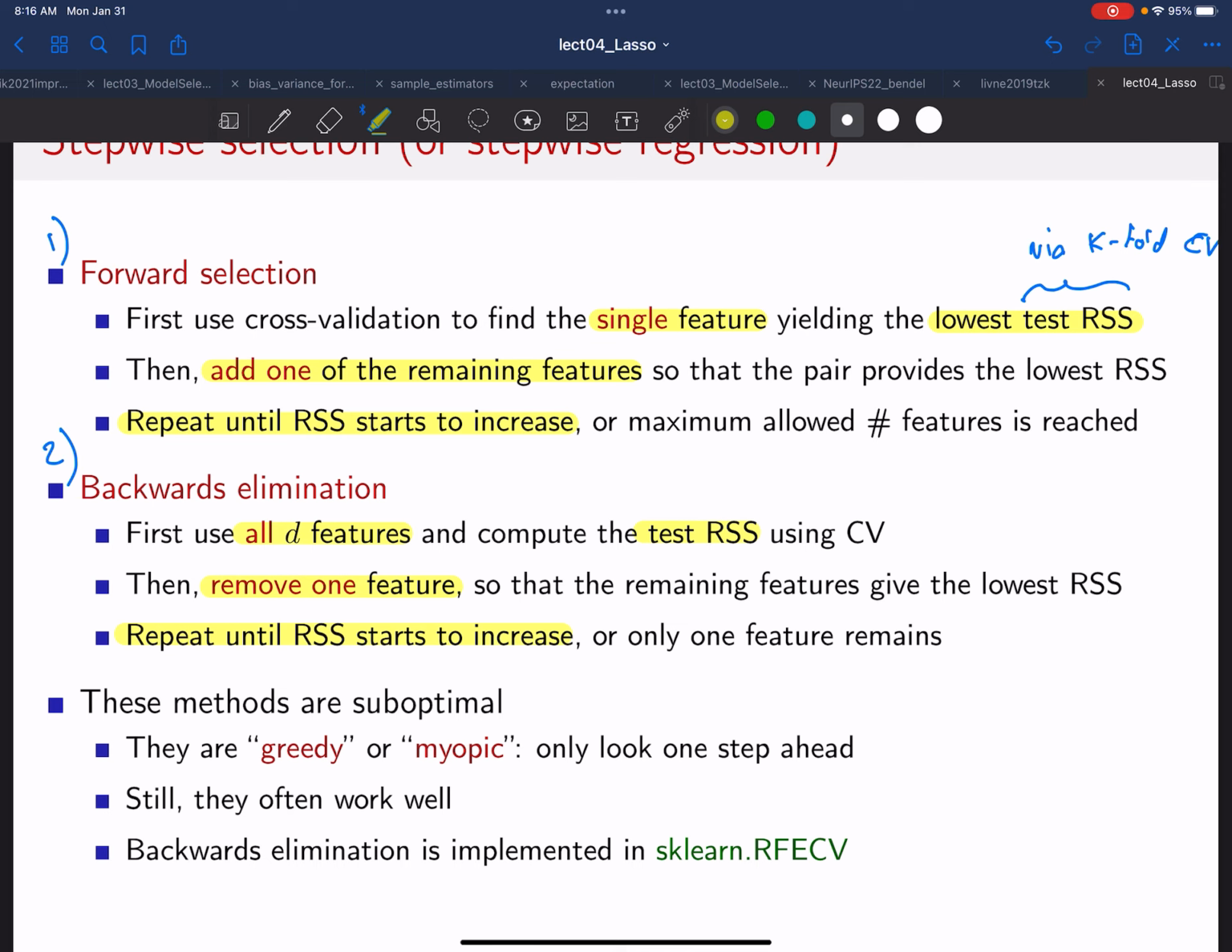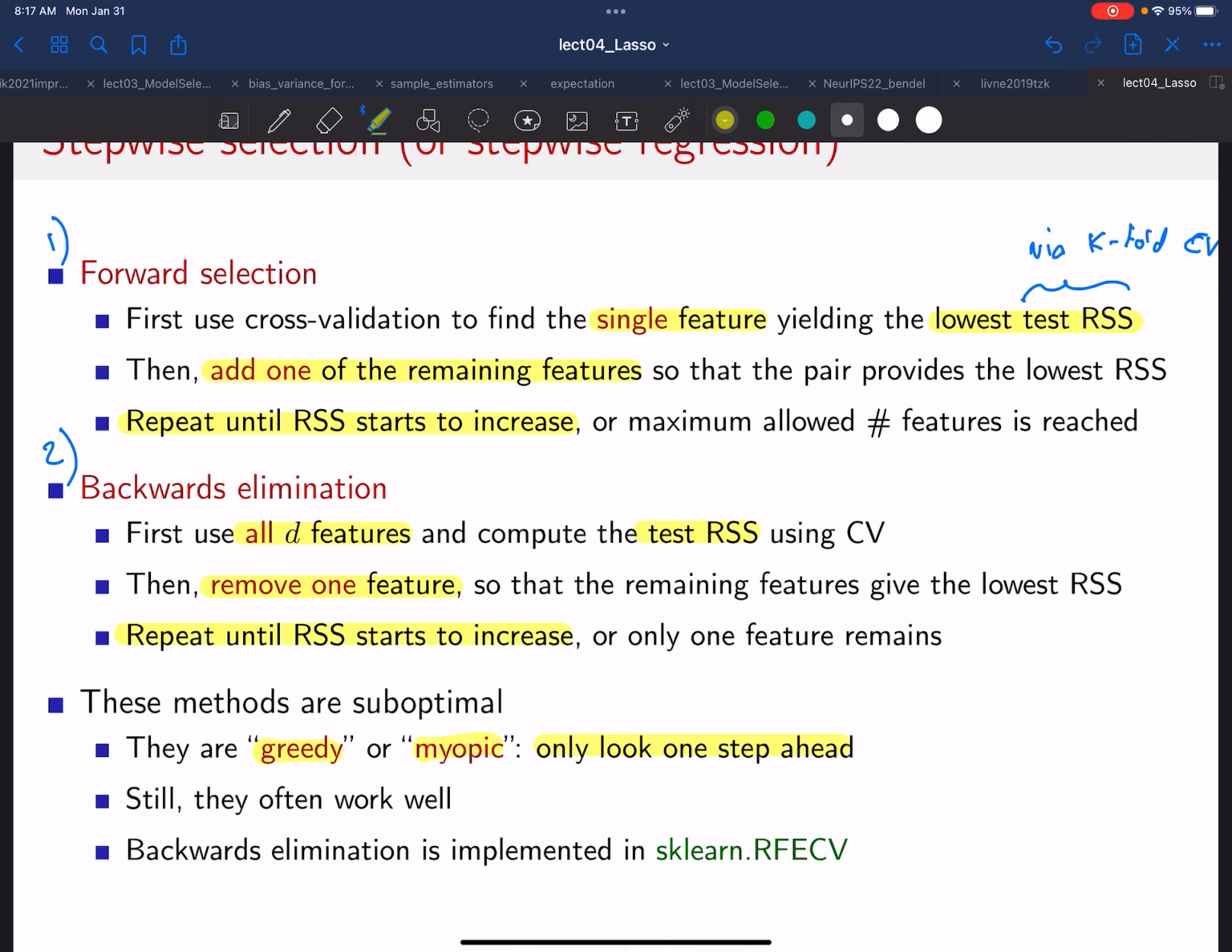Neither of them is optimal. They're what we call greedy or myopic. The reason is that they only look one step ahead. And as we know in life, if you make decisions using what seems best at the moment, you may not find in the long run you make the best decision. So that's what these do. They just look at which feature should I remove now, or which feature should I add now. That may not be the best in the long run, and that may not be the same set that exhaustive search would find. So these are suboptimal approaches. That said, they often work well, so they are commonly used.